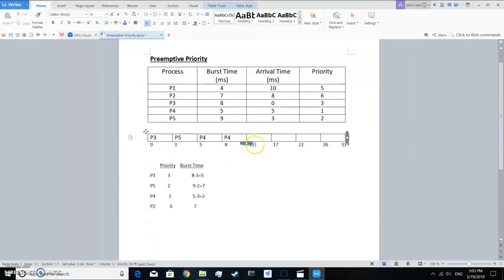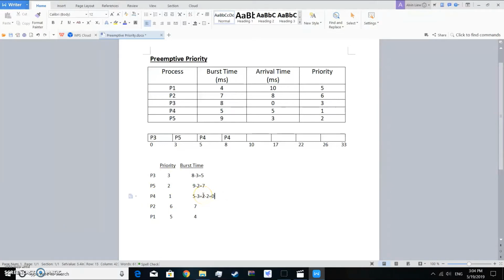Now, when the arrival time is 10, P1 comes in. The priority of P1 is 5 and its burst time is 4. So P4 is the highest priority, so we choose P4. Minus 2 equals 0. And now P4 has done all its process.